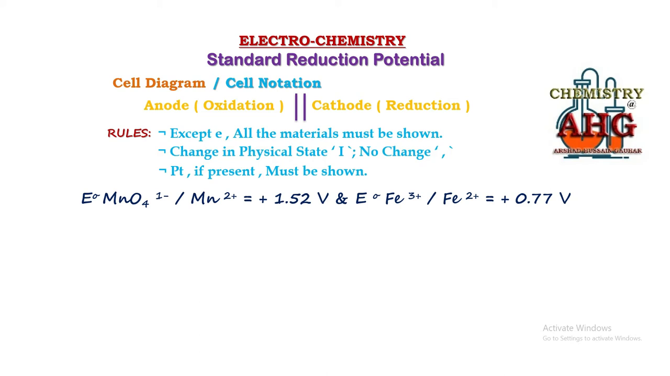The iron half cell will become the anode, so its chemical equation will be reversed. What does this mean? Fe3+ is the reactant for this standard reduction potential, and Fe2+ is the product. But you will reverse this equation. You will write Fe2+ as the reactant and Fe3+ as the product. So whenever we write a cell diagram, the equation for the anode is reversed.